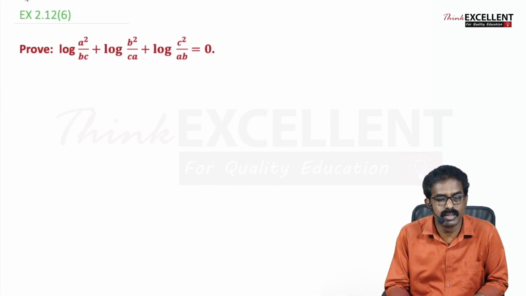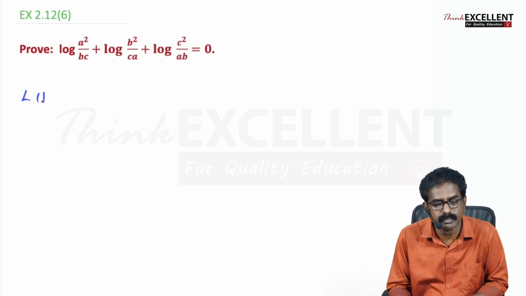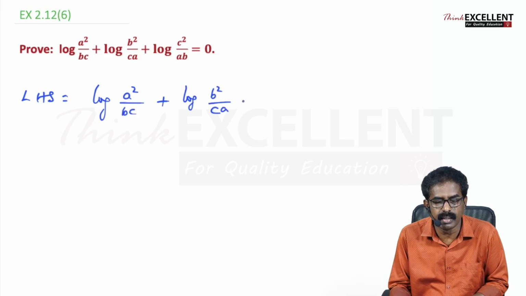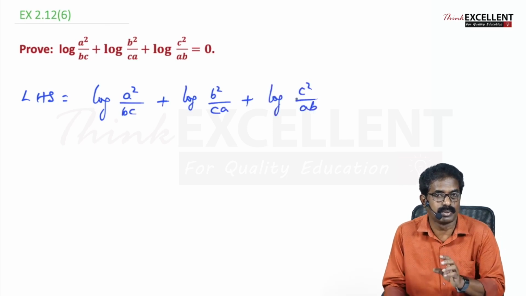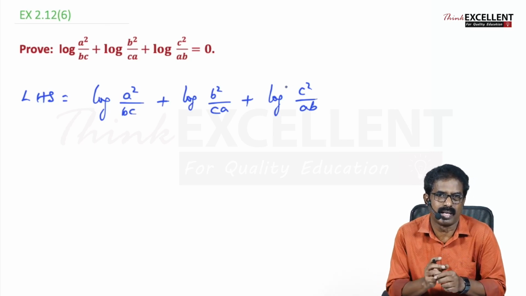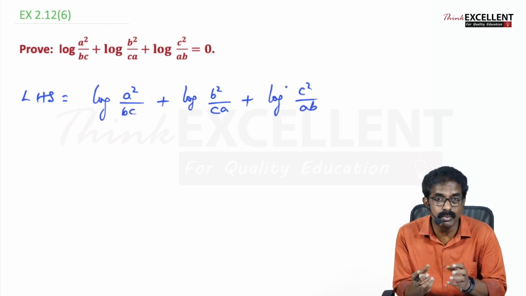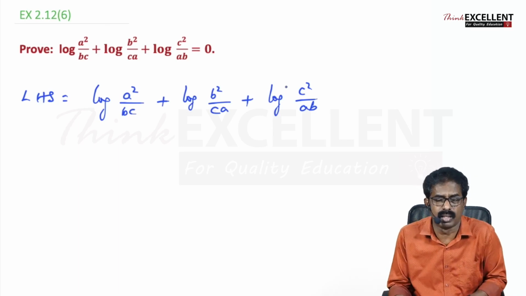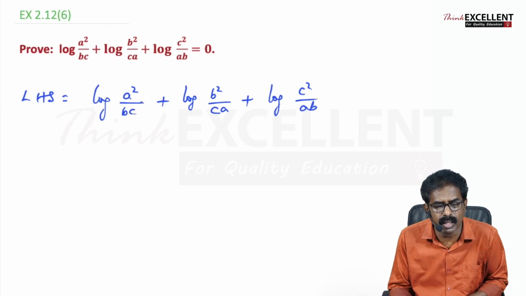So again, prove that question. We start with LHS because the right side is only 0, right? So log a square by bc plus log b square by ca plus log c square by ab. In these type of questions, as I already said, before the log, see if there is any number or not. If there is some number, you take it to the power, then only you can apply the product rule, quotient rule and all. So here before the log there is nothing, 1; the second term, before log nothing; the third one also, before log nothing, it is 1 only. Okay, straight away we can do.